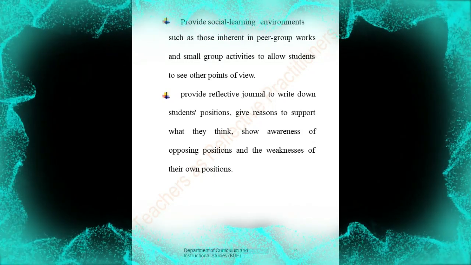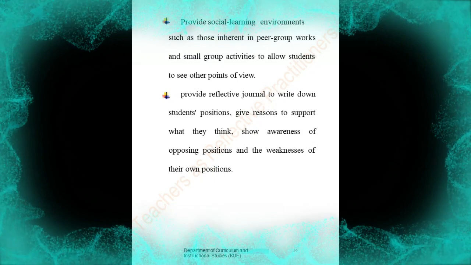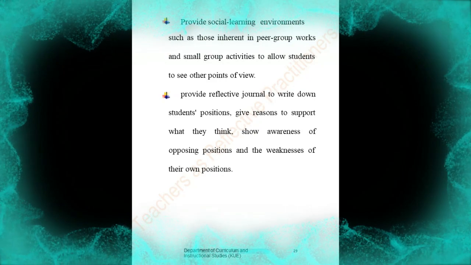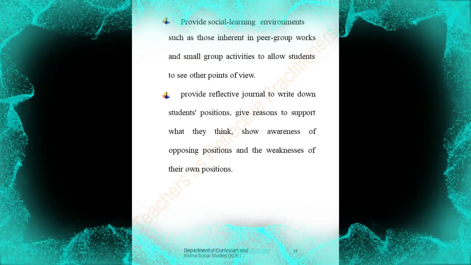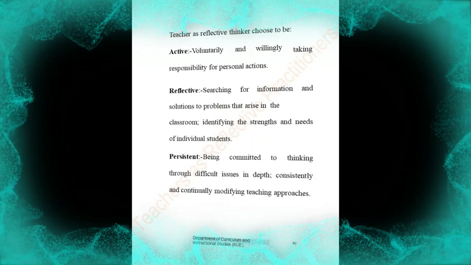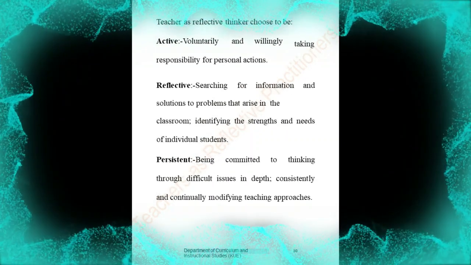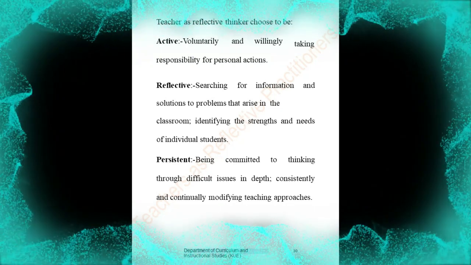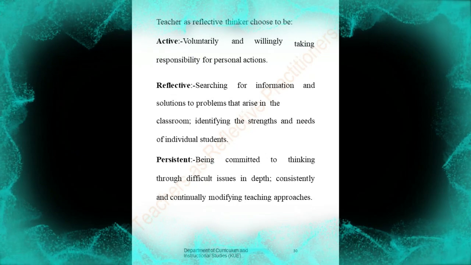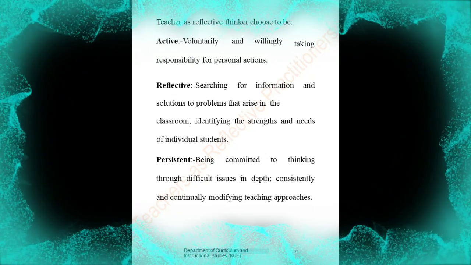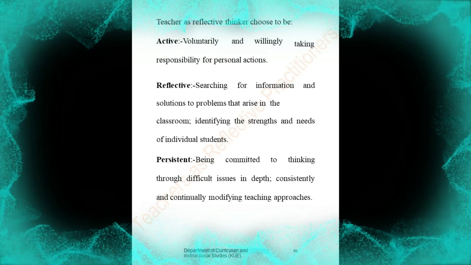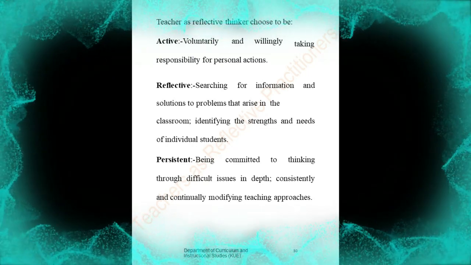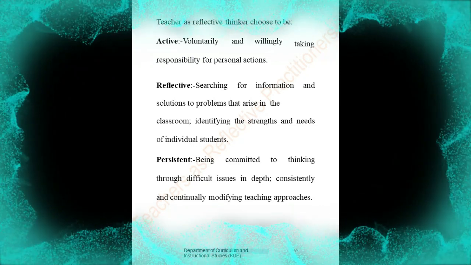Provide a reflective journal to write down students' positions, give reasons to support what they think, and show awareness of opposing positions and the weaknesses of their own positions. The teacher as reflective thinker chooses to be active, voluntarily and willingly taking responsibility for personal actions. Reflective, searching for information and solutions to problems that arise in the classroom. Identifying the strengths and needs of individual students.